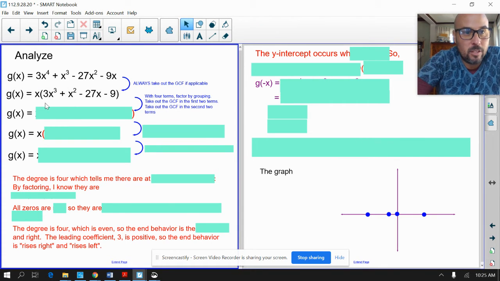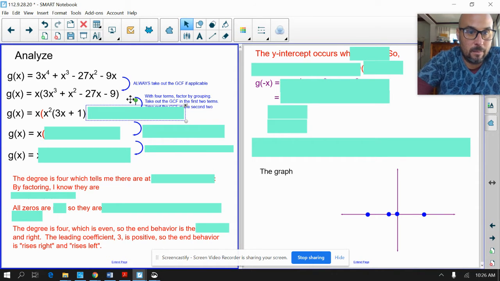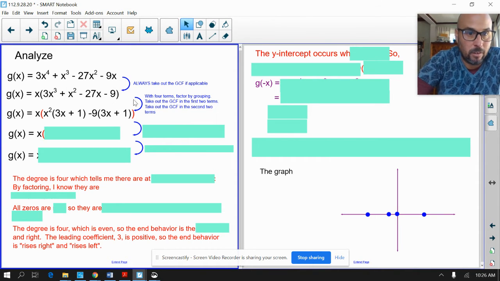And that means taking the GCF out of the first 2 and then taking the GCF out of the second 2. Well, the first 2 both have x squared in common. And if I take out an x squared, I'm left with 3x and I'm left with 1. And you connect that by multiplying. So x squared times (3x plus 1). These 2 have a negative 9 in common. When you factor that out, you're left with 3x plus 1.